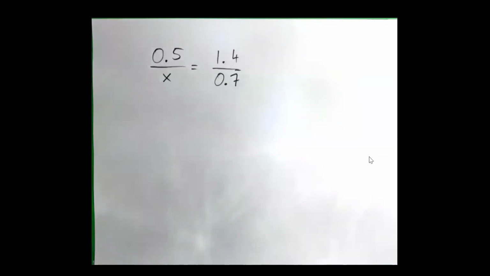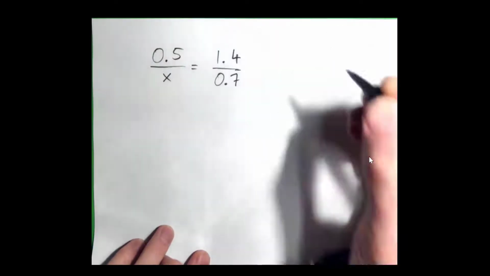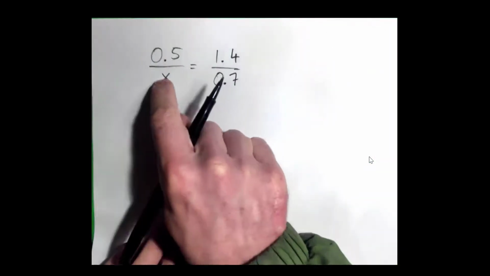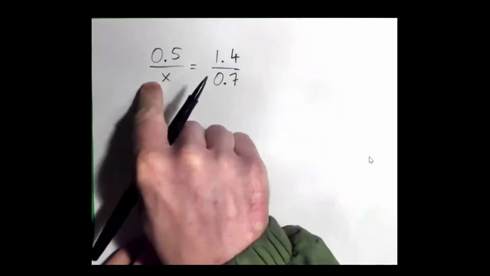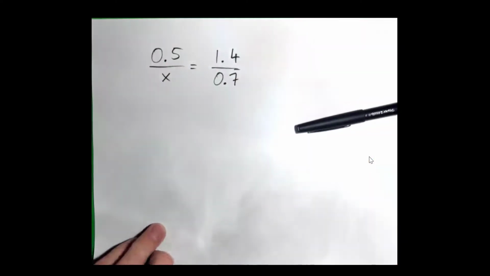Alrighty, so we have this proportion. If this proportion is 0.5 over x equals 1.4 over 0.7, now we've got to figure out what the unknown number is so that this is equal to this, right? And we can do a thing called cross multiplication.